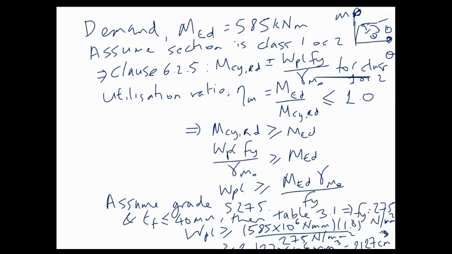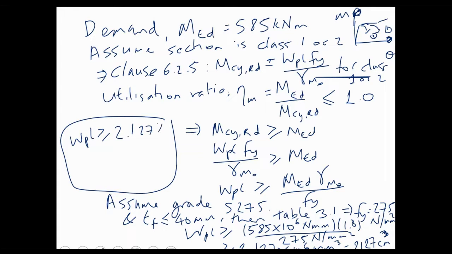Some of the bottom of the screen is cut off. Sorry, I'll do it up here. WPL is greater than or equal to 2.127 by 10 to the power 6 millimeters to the power 3. And then that's greater than or equal to 2.127 centimeters cubed. I can't see that other screen, so I'll move that back up. So that's the plastic modulus.